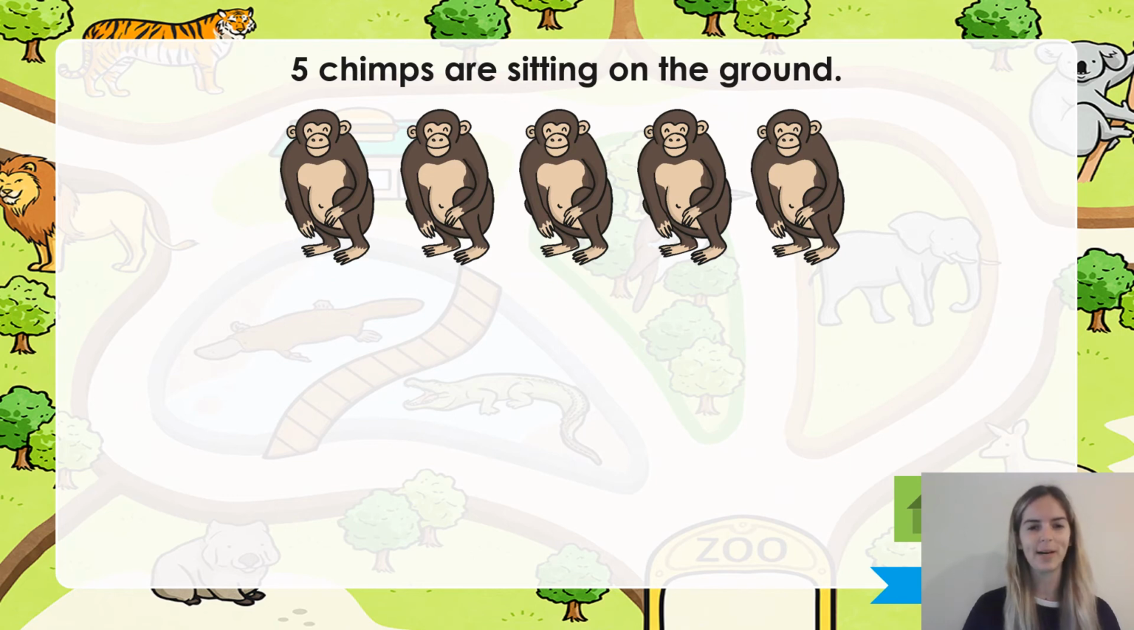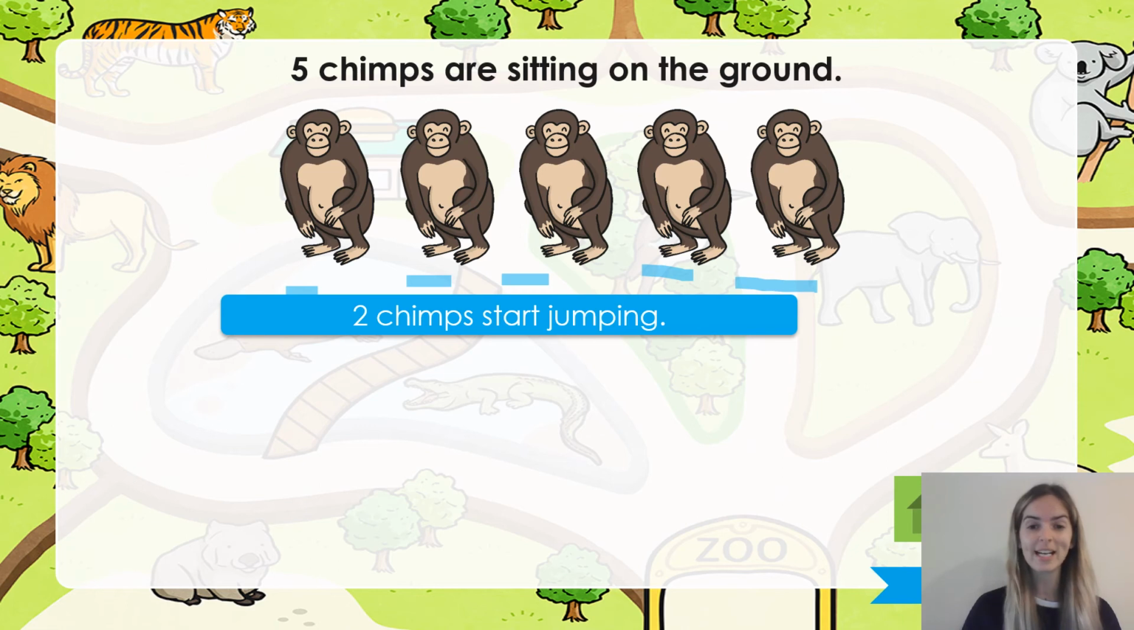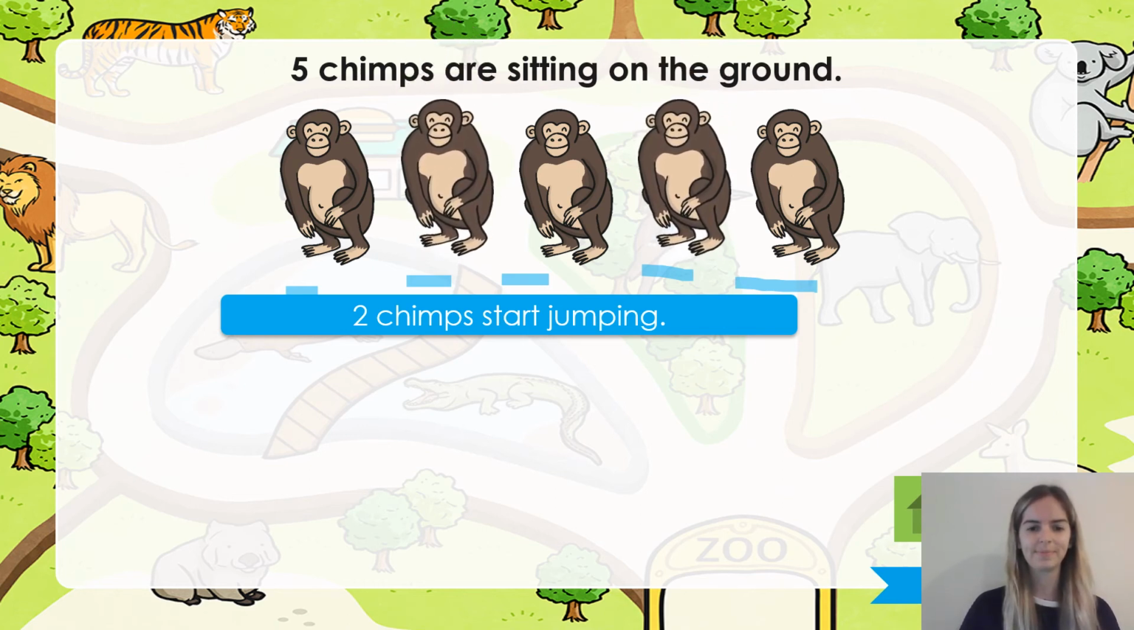Okay, let's look at this one. I have 5 chimps are sitting on the ground. Now let's count them all together. 1, 2, 3, 4, 5. And you may like to draw your 5 circles. And let's see how many are leaving. 2 chimps start jumping. So we've got 5 sitting on the ground and 2 of them start jumping. Okay, so let's cross out those 2 chimps that start jumping. There they go.